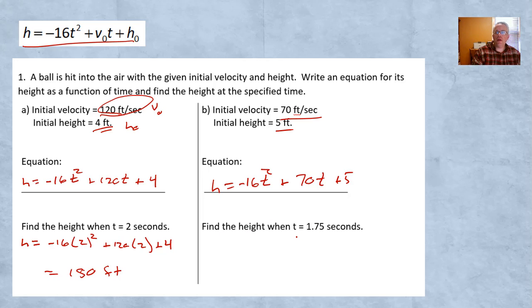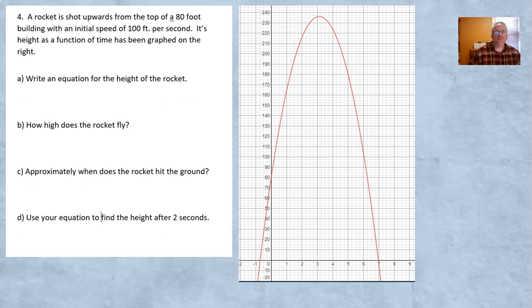And if we want to know the height at 1.75 seconds, we're just going to put that in. So h equals negative 16 times 1.75 squared plus 70 times 1.5 plus 5. Alright, all that math equals 78.5 feet. Okay, so let's take a look at the next one here.